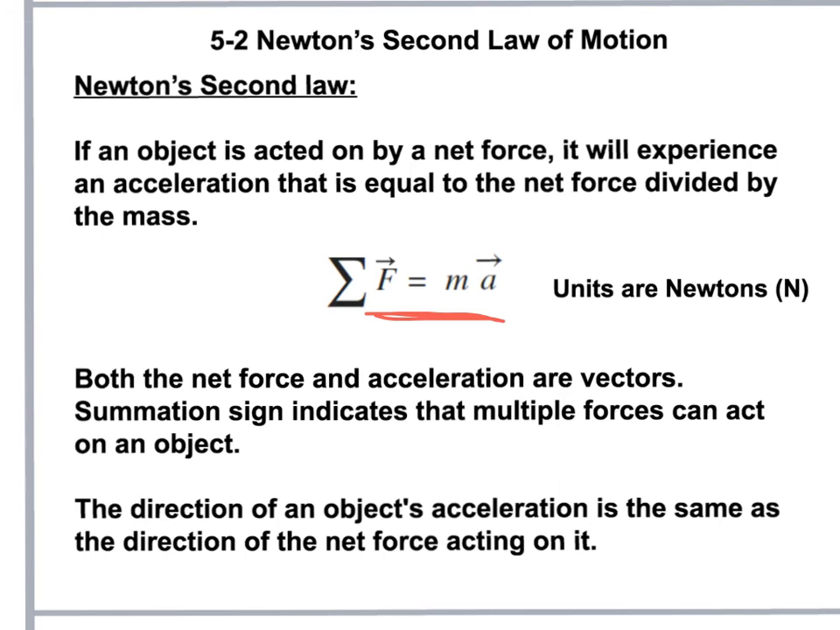We're still going to solve problems that require the use of the kinematics equations combined with this force equation here. So Newton's second law says if an object is acted on by a net force, it's going to experience an acceleration equal to the net force divided by the mass. So net force divided by the mass. Why are we showing it this way? Somehow or other, book publishers just latched onto that convention.